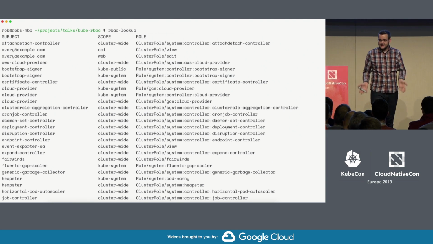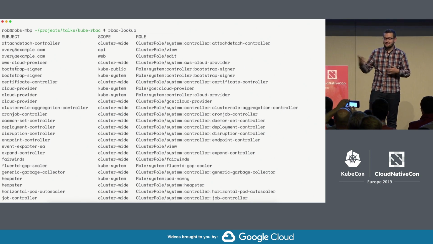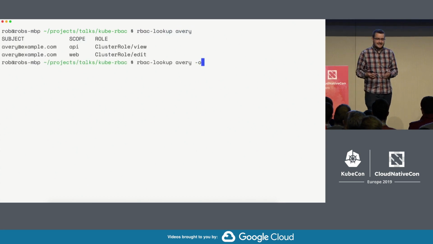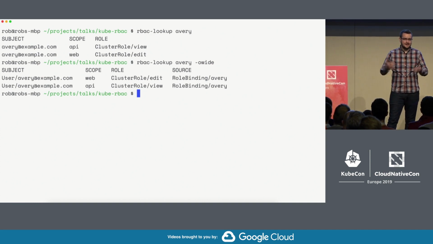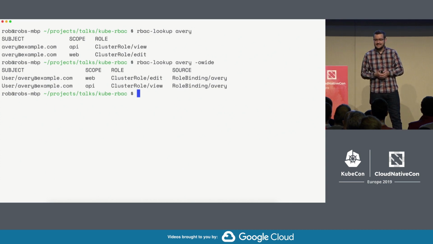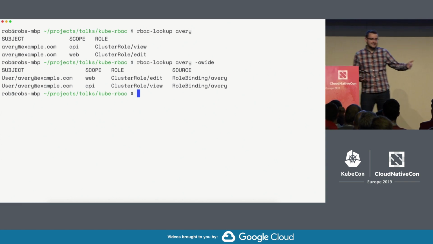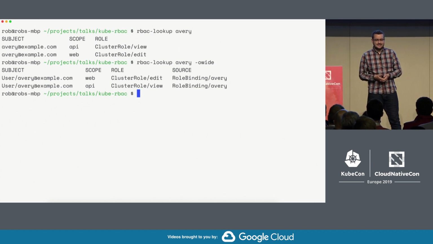And that's helpful to get a really wide overview, but sometimes you want to dig a little bit deeper. And what RBAC Lookup was really intended for is to look someone up by name, thus the name RBAC Lookup. And so if we type RBAC Lookup Avery, we're going to see every bit of access that Avery has, regardless of scope. So it shows her cluster-wide access, her API access, her web access, whatever it happens to be, it shows it all in one place. And then if you get the wide output, you can see that this bit of access is coming from specific role bindings named Avery. So this shows you not only what access she has, it shows you it in every namespace across the cluster, and then the source of that access.